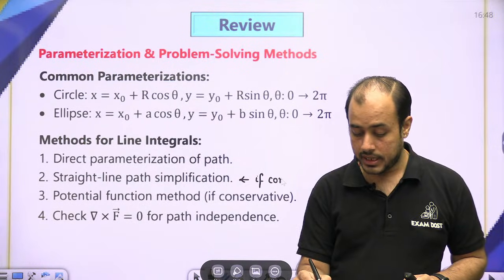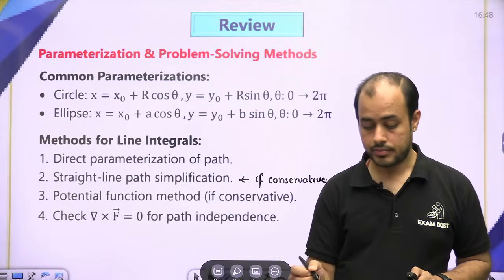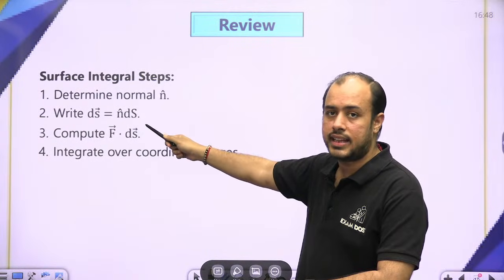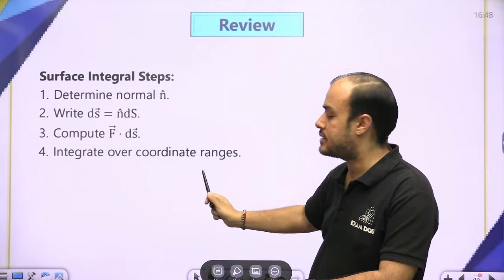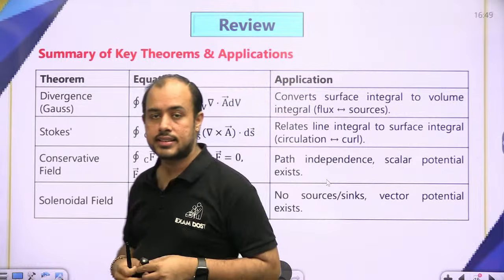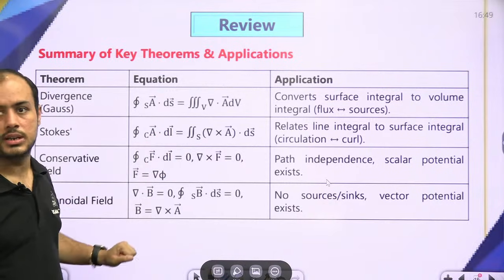This is also applicable if the field is conservative. Surface integration: define the normal, take the area vector, F dot dS, integrate over the coordinate range. So now beta, this is the summary of your Gauss divergence theorem. This is your Stokes theorem.